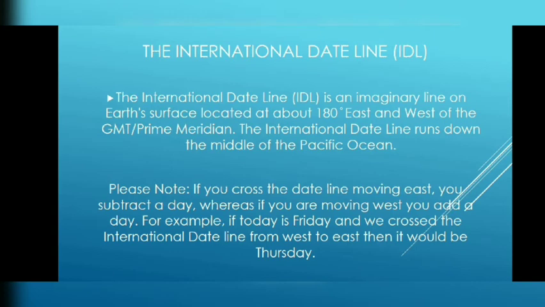The International Date Line. The International Date Line is an imaginary line on the Earth's surface, located at about 180 degrees east and west of the GMT prime meridian. The International Date Line runs down the middle of the Pacific Ocean. Please note, if you cross the date line moving east, you subtract a day, whereas if you are moving west, you add a day. For example, if today is Friday and we crossed the International Date Line from west to east, then it would be Thursday.